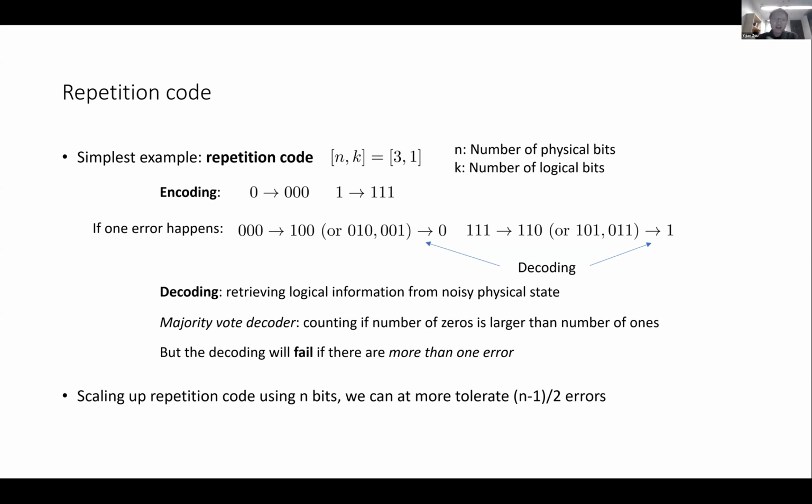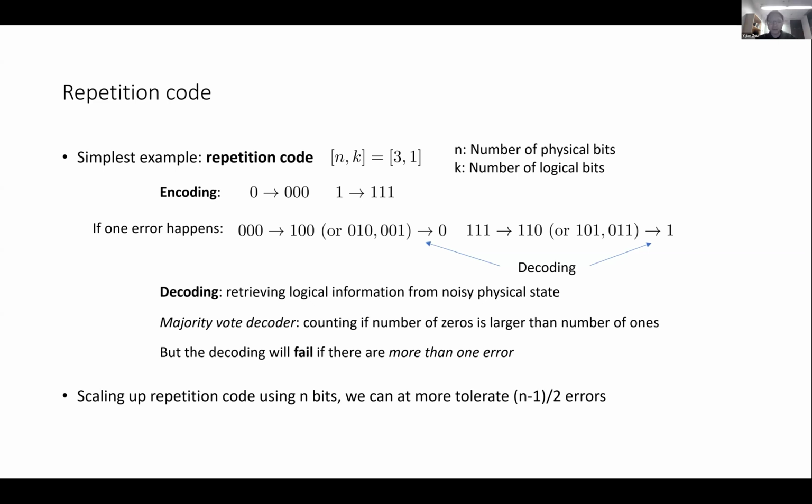And then if one error happens, whatever bit it might be, you can have 0, 0, 0 go into 1, 0, 0, or 0, 1, 0, or 0, 0, 1, or 1, 1, 1 go to 1, 1, 0, 1, 0, 1, 0, 1, 1. The point is that you can still do a procedure called the decoding procedure. This decoding procedure is to read off the original logical information, and the decoding is given by the so-called majority vote. You just count whether the number of zeros is greater than the number of ones, or the number of ones is greater than the number of zeros.